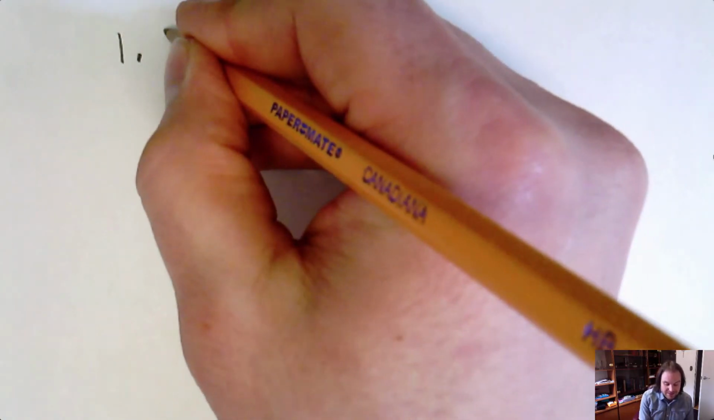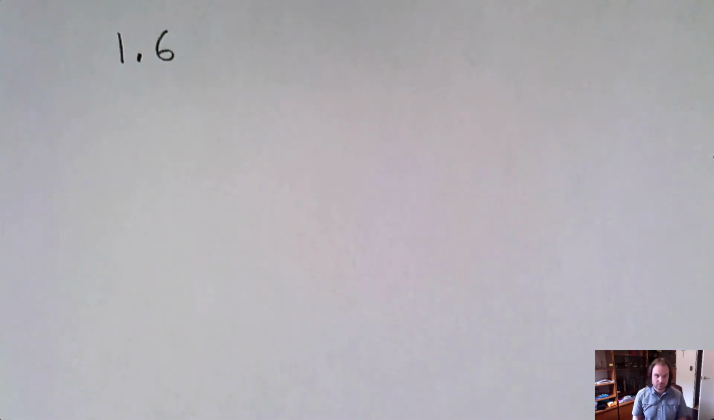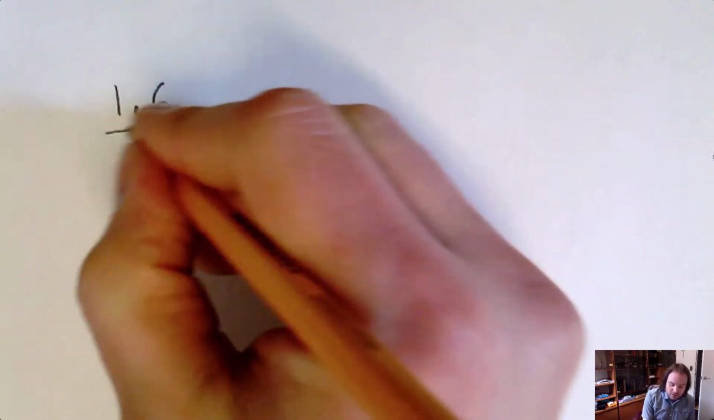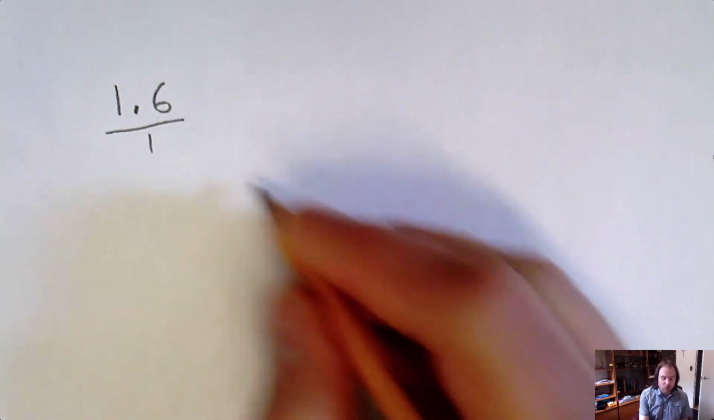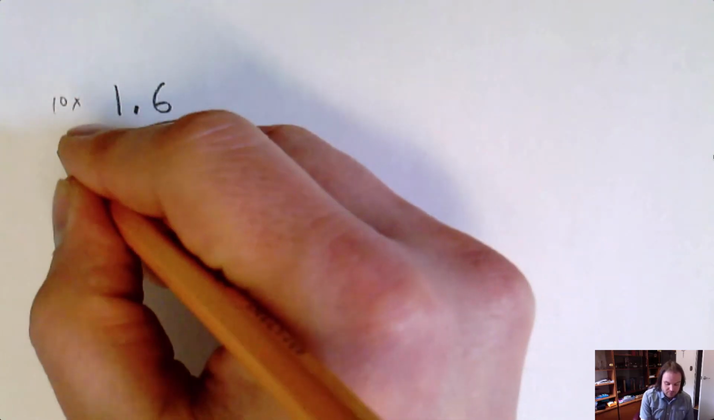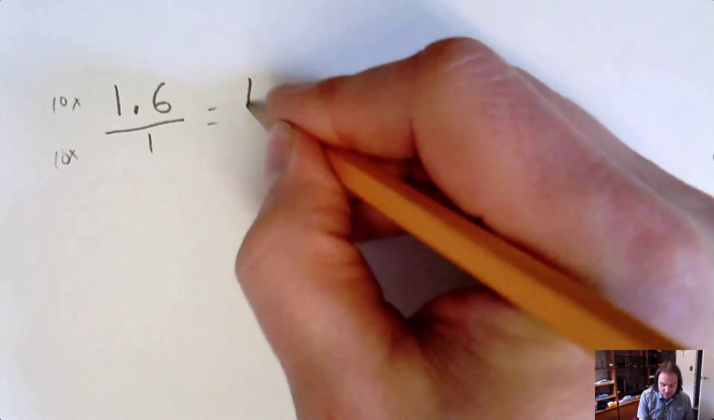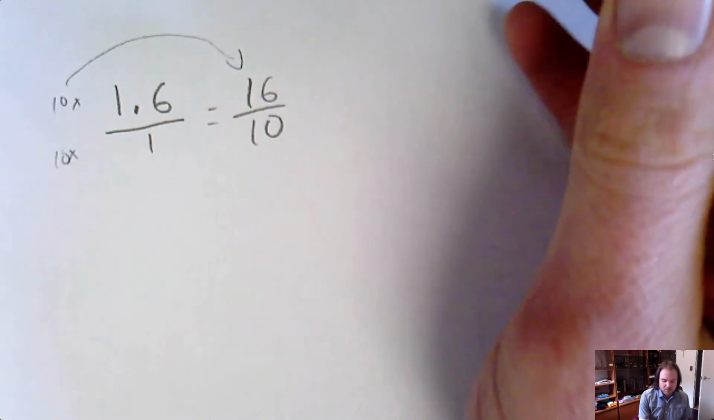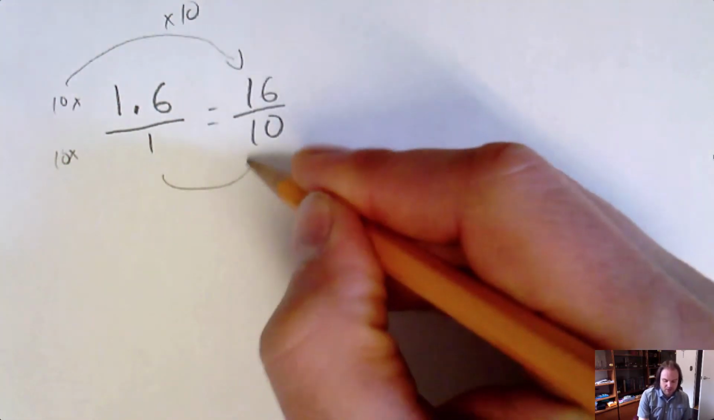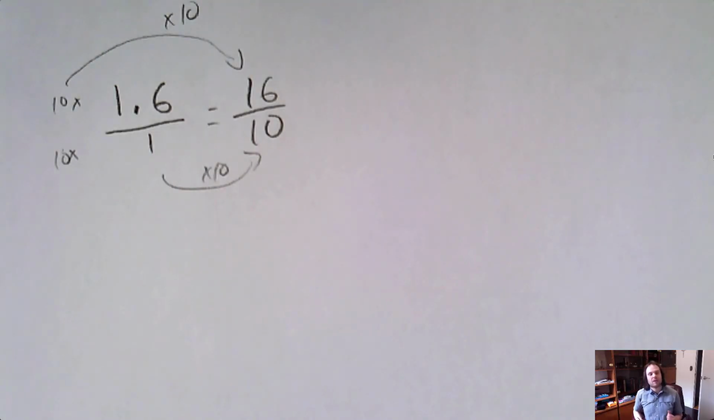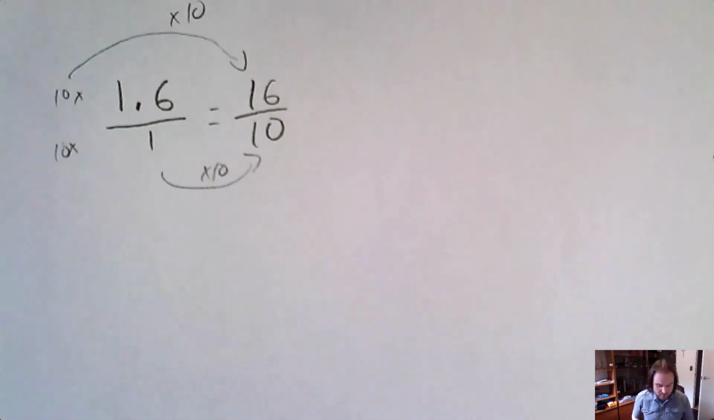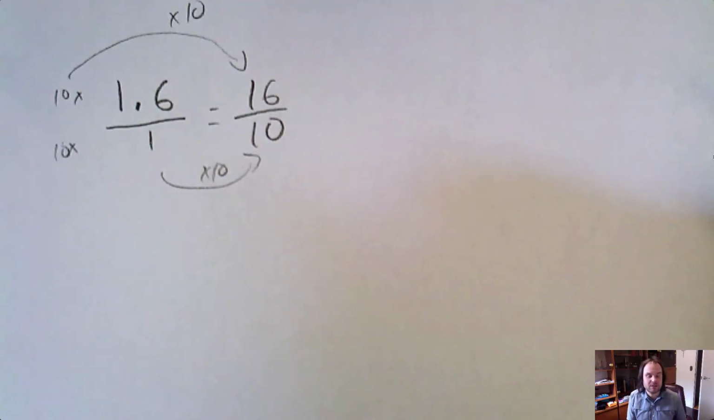Let's try one last one. We're going to try 1.6. Right? So once again, let's make it over 1. I want to multiply by 10 to get rid of my decimals. So let's see, we're going to get 16 over 10. I look at that. That's right. Okay, this is times by 10. Look at this, times by 10. We're doing the same thing. Now, we have my fraction. Now let's try and simplify this fraction.